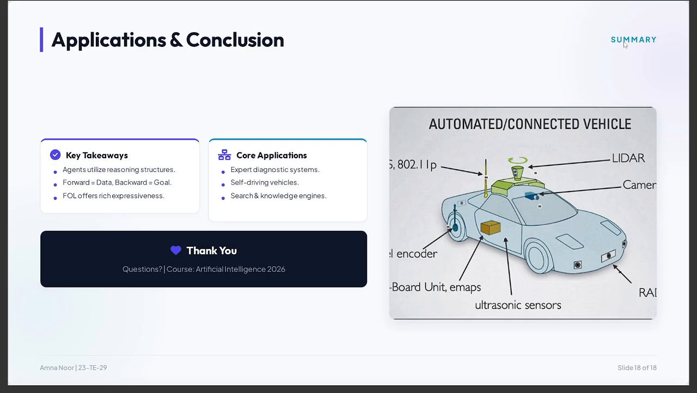Then we have applications and conclusion. Logical reasoning is widely used in AI applications such as expert systems, robotics, chatbots, medical diagnosis and virtual assistants. In conclusion, logical agents use knowledge and reasoning, resolution helps derive conclusions, chaining methods help in inference, and FOL provides powerful knowledge representation.